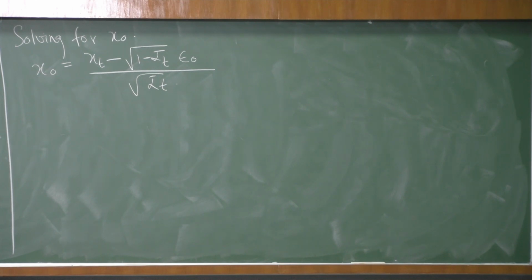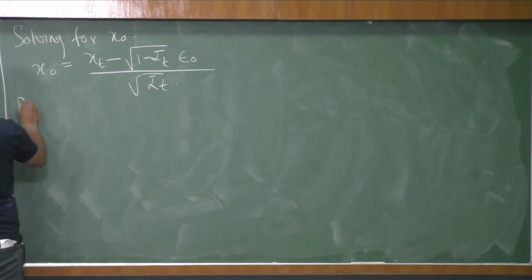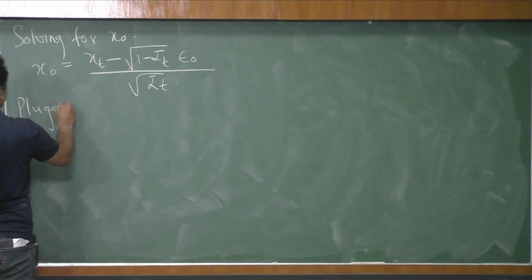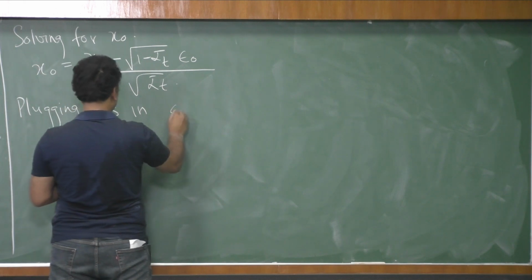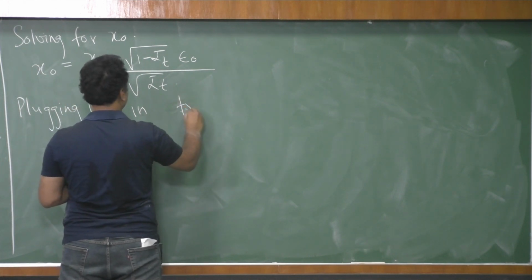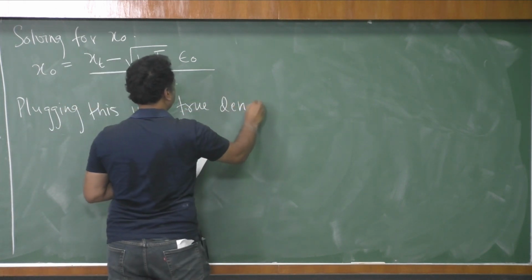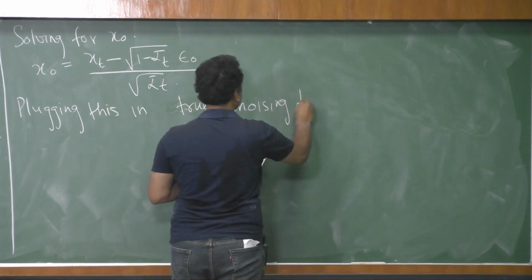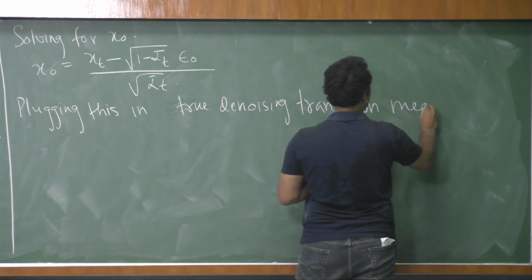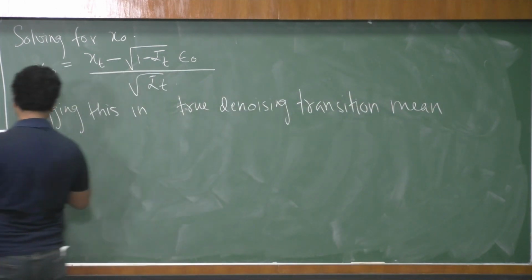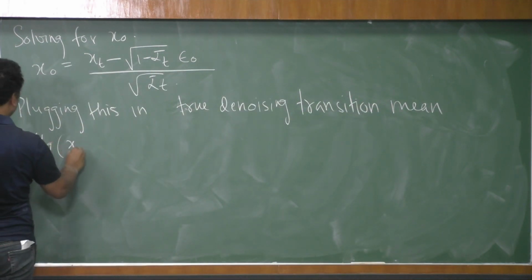So with this choice of x naught, we will now plug it into the term we had for the mu q, right? So plugging this in the true denoising transition mean, which you recall it was mu q of xt, x naught.